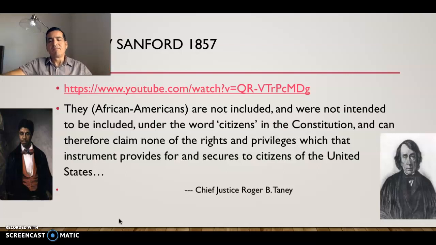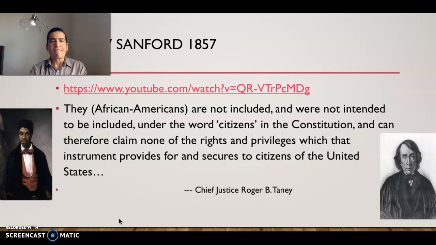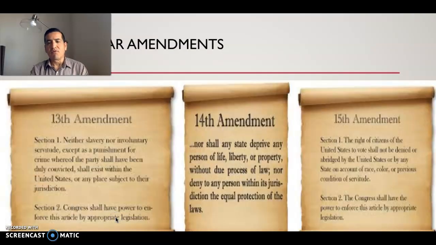And ultimately, this fast tracks, and here you have this link that you can watch, this ruling fast tracks the road to the Civil War, which emerges in 1861. And the culmination of that, we know, were the bloodiest battles that were waged on this territory.